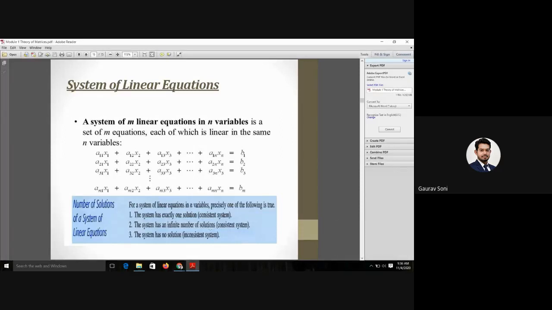So if a linear system has a solution, then it is called consistent. If it doesn't have a solution, then we say that the system is inconsistent. Okay.